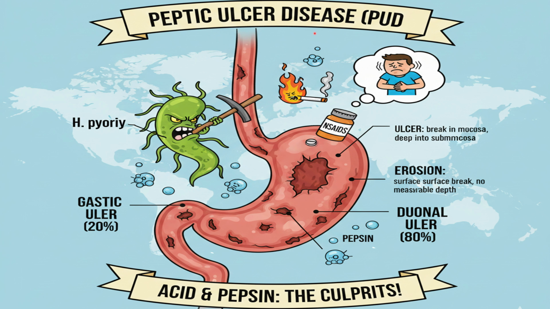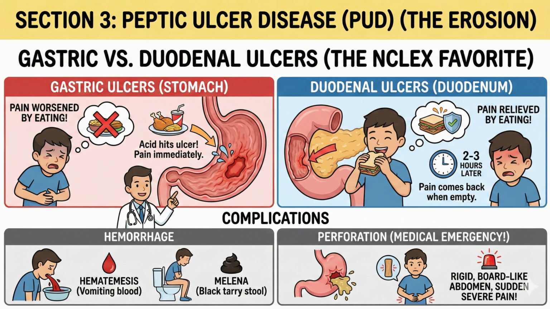Peptic ulcer. This is when the erosion goes deep through the mucosa and into the muscle layers. So this is section 3, peptic ulcer disease, the erosions. In the key terms, I had this picture that showed the difference between the gastric ulcer and duodenal ulcer and how they are the opposite. So the gastric versus duodenal, this is the NCLEX favorite.